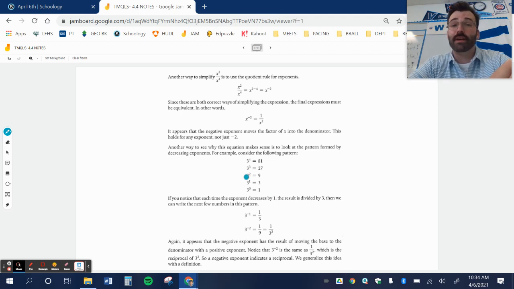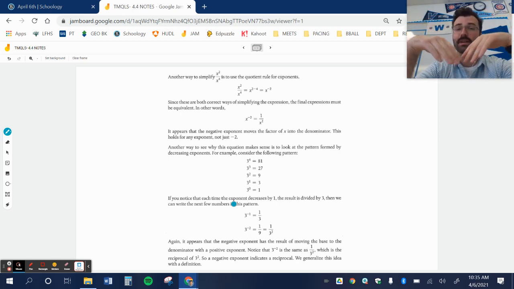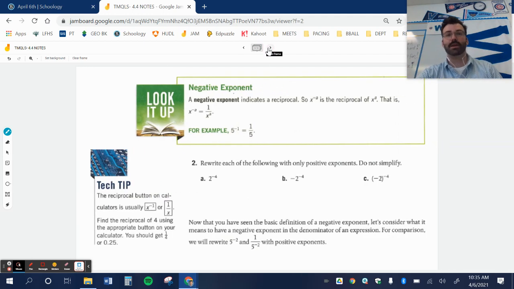Going down, it is divided by 3. So 3 to the 0 power is 1, and in 3 to the negative 1, dividing by 3 again, that's where the 1/3 comes from. 3 to the negative second, I divide 1/3 by 3, which is the same as multiplying it by 1/3 as well, which would give me the 1/9. Okay, that is where it comes from. That's what the book is trying to say here.